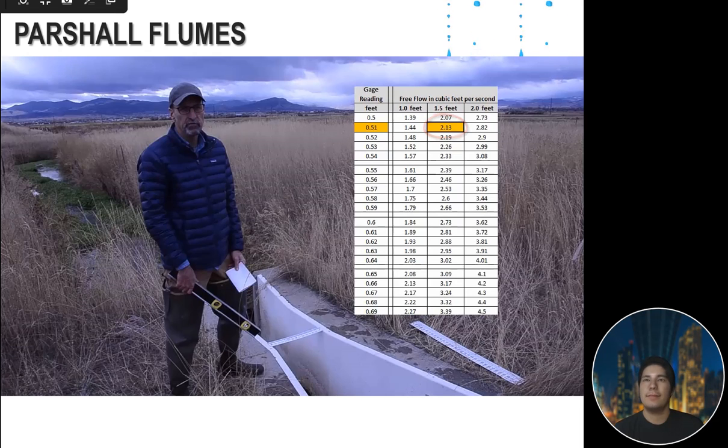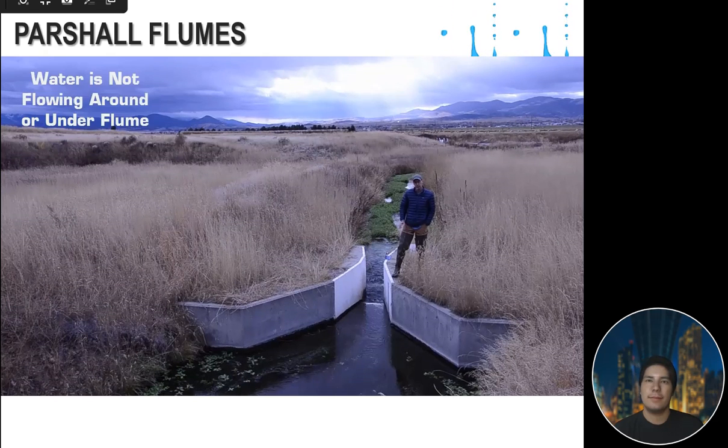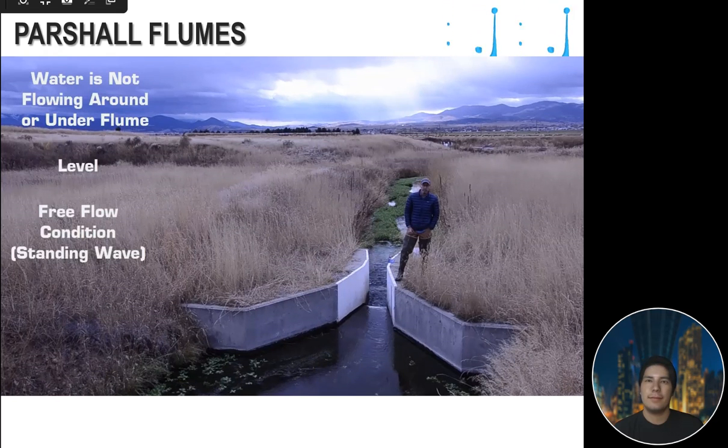So the 4 things you want to check when you're using a partial flume are to make sure that water's not flowing around or under your flume. Make sure that the flume is level lengthwise and crosswise. Make sure you're in a free flow condition, and make sure that your staff gauge has been properly placed.